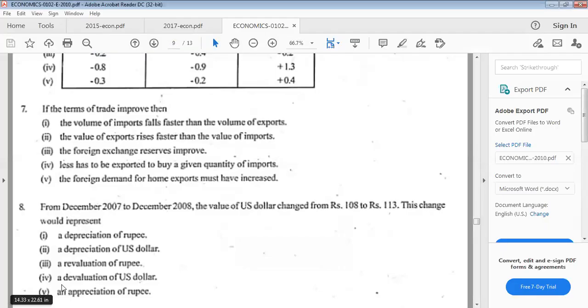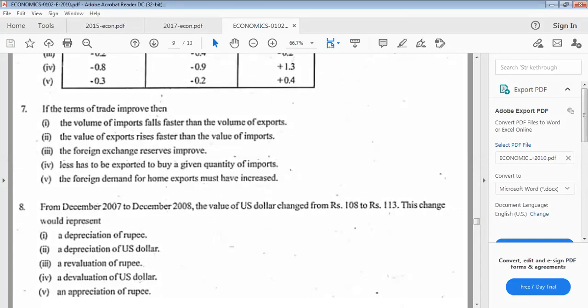If the terms of trade improves. So what do you mean by the terms of trade improves? Terms of trade improves in the sense the import capability increases. With the same amount of export, we have the ability to import more and more. That's the meaning. So the first option: if the terms of trade improves, volume of import falls faster than the volume of export.